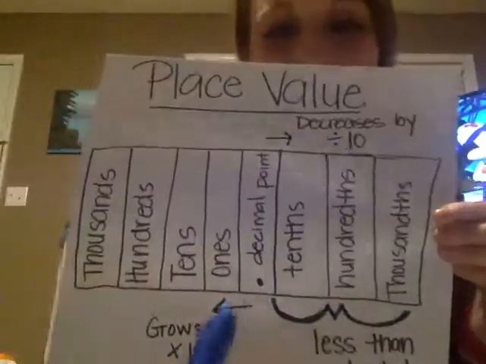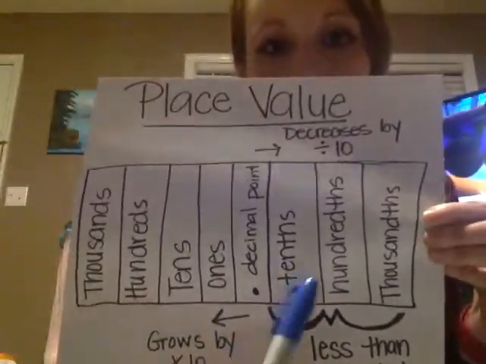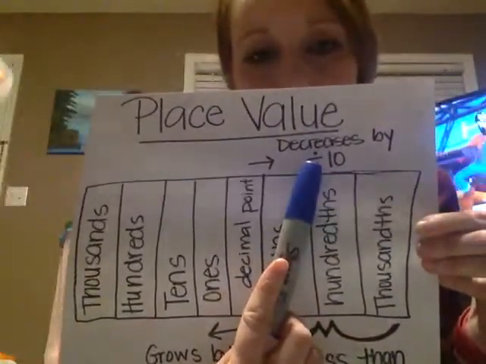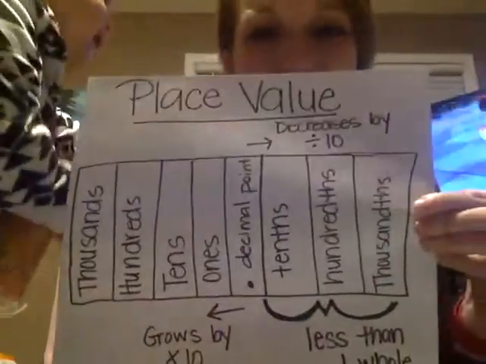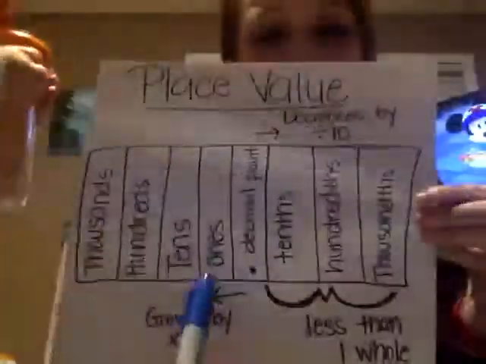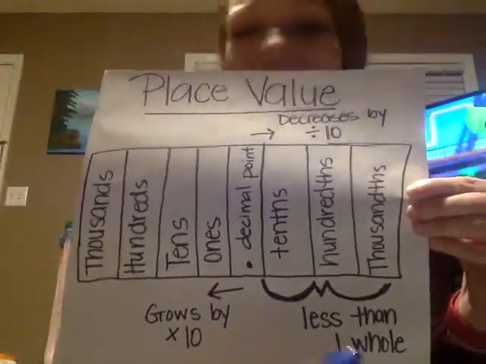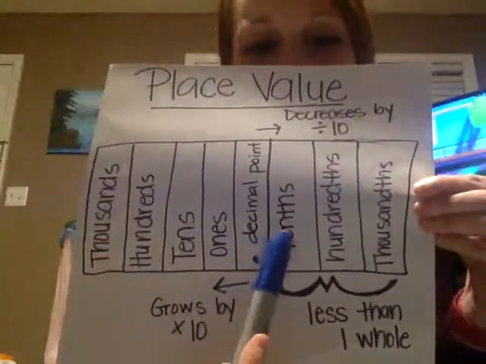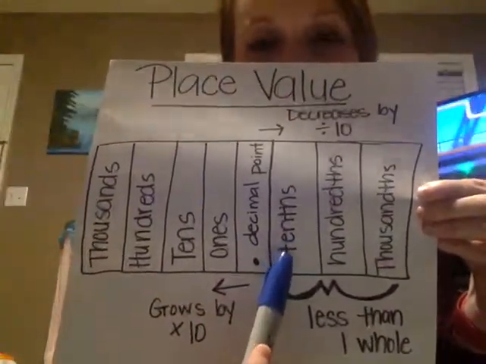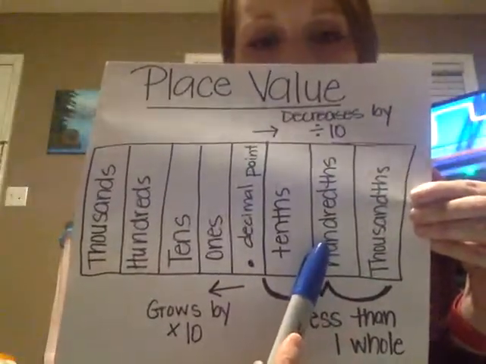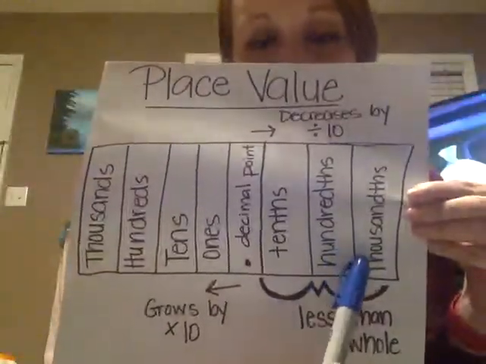Anything behind the decimal, it makes it a smaller number every place value it goes over. So I wrote on here that it decreases the number by dividing by 10 each time. So if I had 1 and I divided by 10, that would get me 1/10. If I had 1/10 and I divided that by 10, that would get me 1/100th. If I had 1/100th and I divided it by 10, that would get me 1,000th. Now I could keep going.